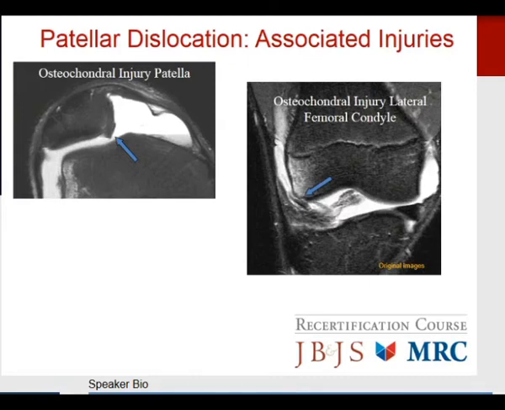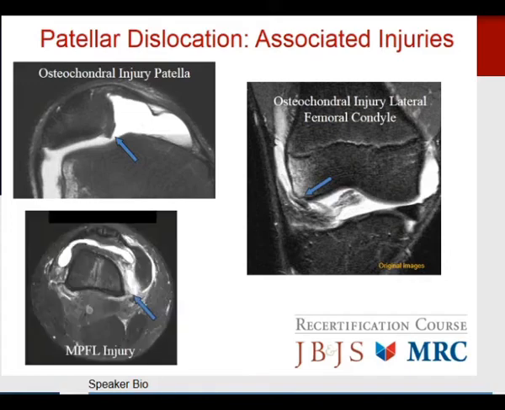On the coronal imaging plane, we see a detached osteochondral fragment arising along the anterior peripheral aspect of the lateral femoral condyle. So these are surgical lesions, and we need to look at both locations, both the patella and the lateral femoral condyle, for osteochondral lesions. Also, we need to assess the integrity of the medial patellofemoral ligament. This is a structure which arises from the superior pole of the patella, then extends along the deep surface of the vastus medialis obliquus muscle, and inserts on the adductor tubercle.